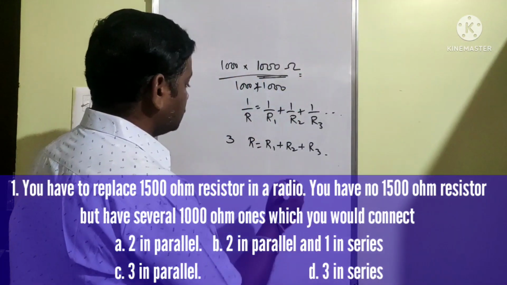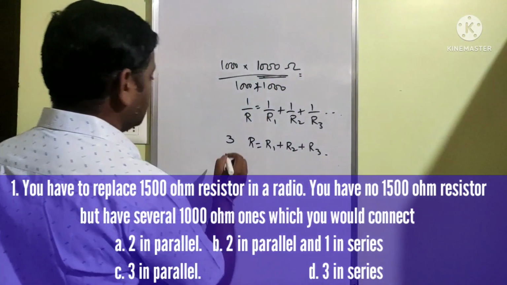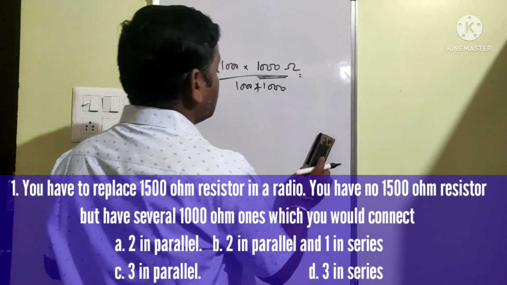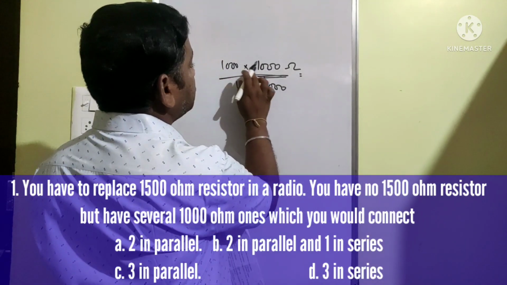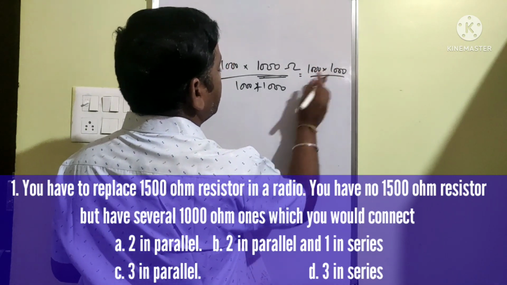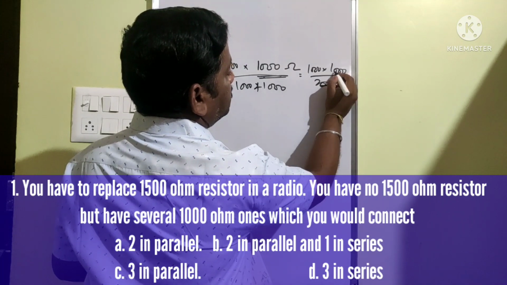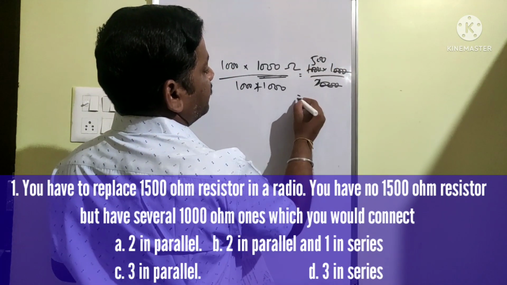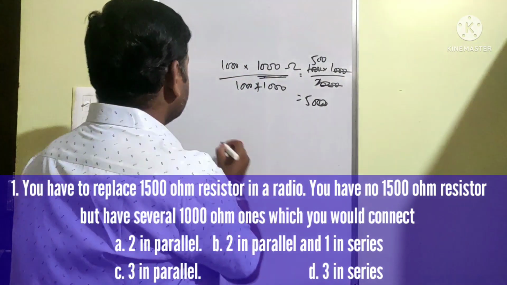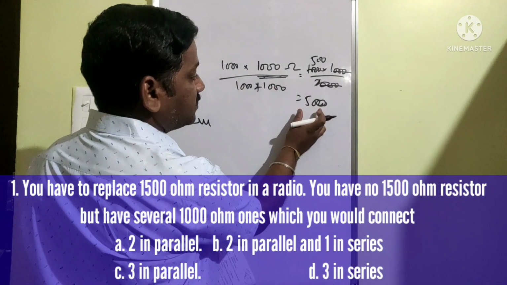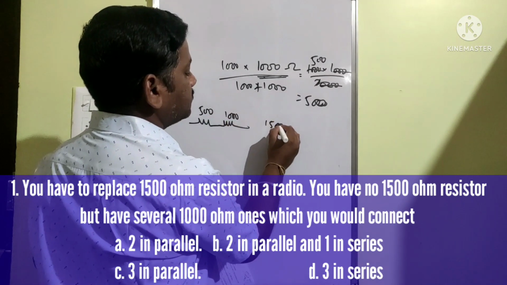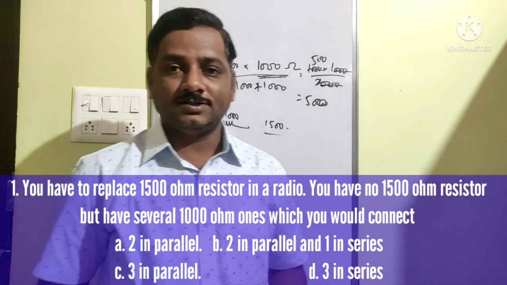In B, they mentioned 2 in parallel and 1 in series. When you go 2 in parallel, we get the resultant resistance as R1 R2 by R1 plus R2, that is the formula. So 1000 into 1000 by 1000 plus 1000, which is 1000 into 1000 by 2000. All 3 zeros we can cancel, just 2 and 500. So we get 500 when we connect 2 in parallel. Then I connect 1 in series, that is 1000. So the total resultant will be 1500. That is how option B is the right answer for this question.